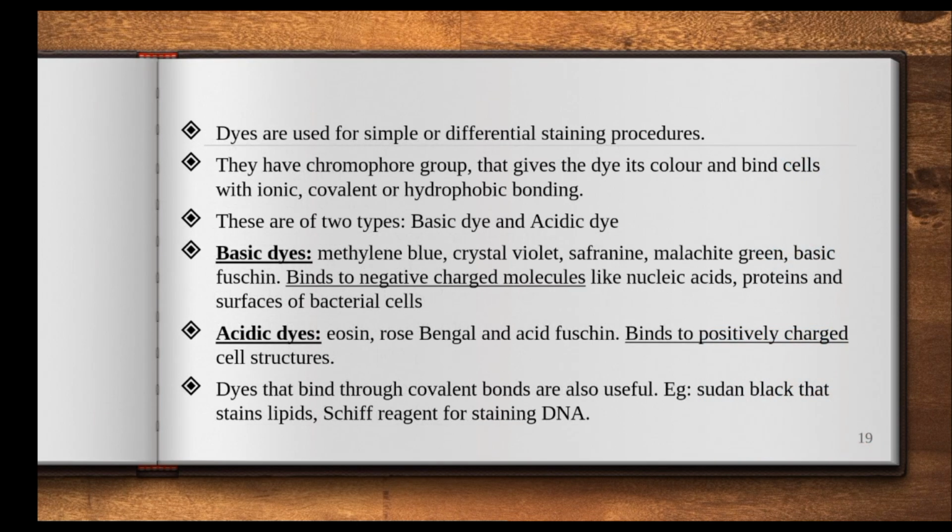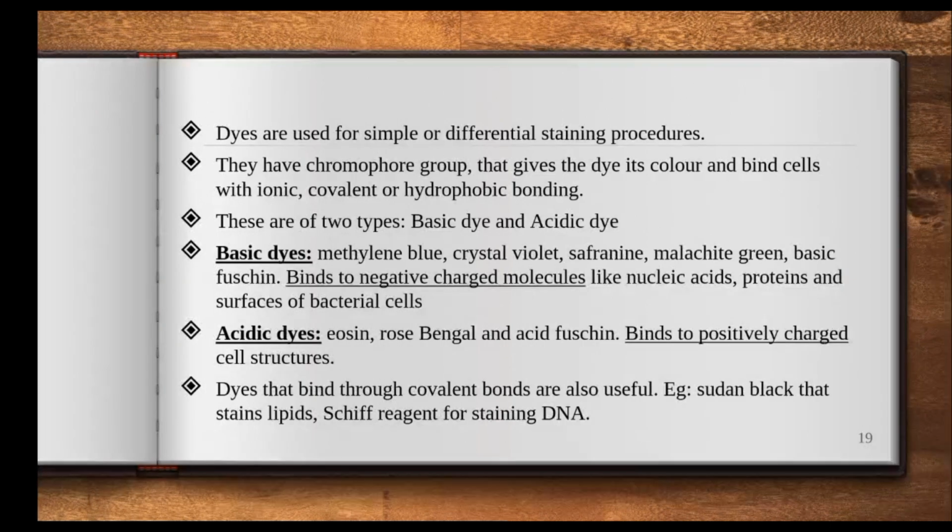Dyes are used for simple or differential staining procedures. They have a chromophore group that gives the dye its color and bind cells with ionic, covalent, or hydrophobic bonding. These are of two types, basic dye and acidic dye. Basic dyes. These are methylene blue, crystal violet, safranin, malachite green, basic fuchsin. They bind to negatively charged cell molecules like nucleic acids, proteins, and surfaces of bacterial cells.